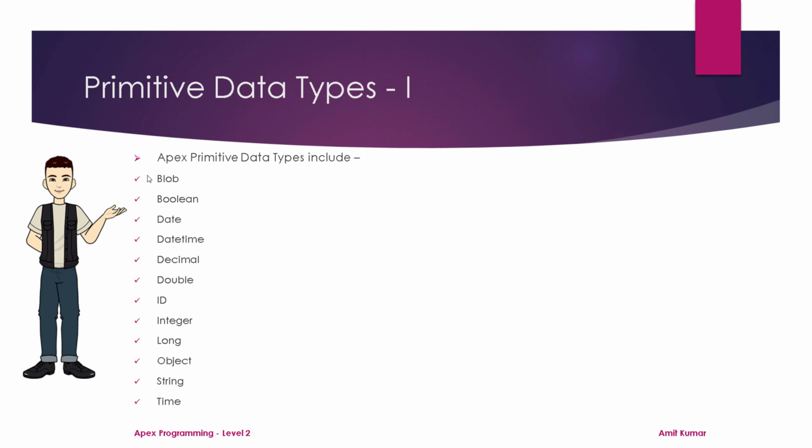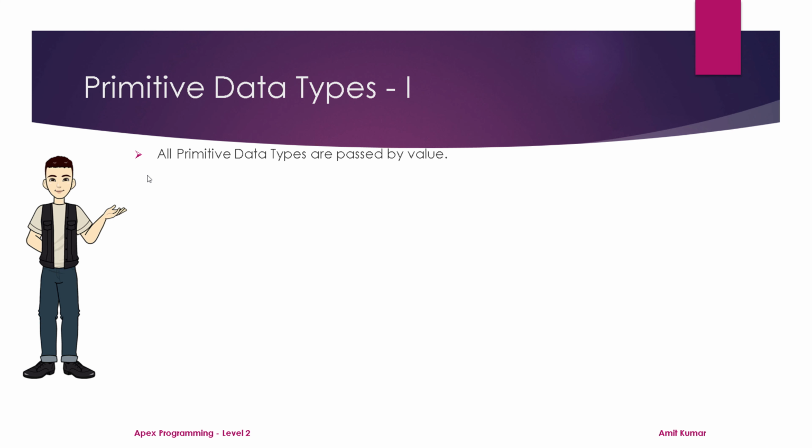So Apex primitive data types include Blob, Boolean, date, datetime, decimal, double, ID, integer, long, object, string, and type. All primitive data types are passed by value. So generally there are two types of passing with functions or within methods, which are known as passed by value or passed by reference. Even when we are assigning a value to a variable of a specific data type, we actually assign it by passing a value or by passing a reference. So if we talk about primitive data type, it's always passed by value.